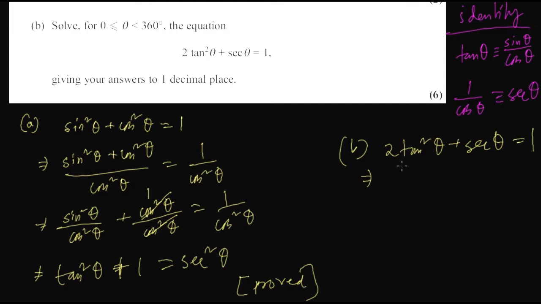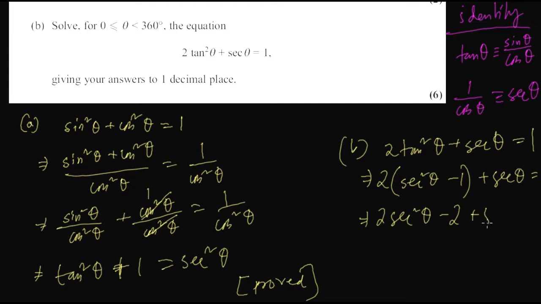Now we can convert this using the identity we just did. Tan squared theta is the same as, if you send the 1 to the other side, sec squared theta minus 1. So that's the connection between the two. And we can write 2 sec squared theta minus 2 plus sec theta equals 1. So we get a quadratic equation: 2 sec squared theta plus sec theta minus 3, since minus 2 minus 1 is minus 3.